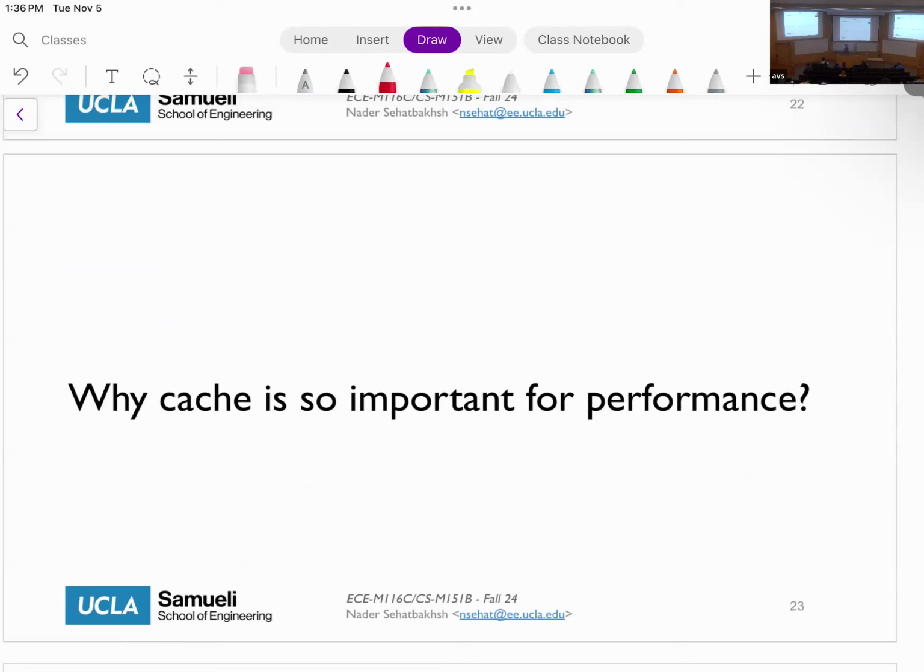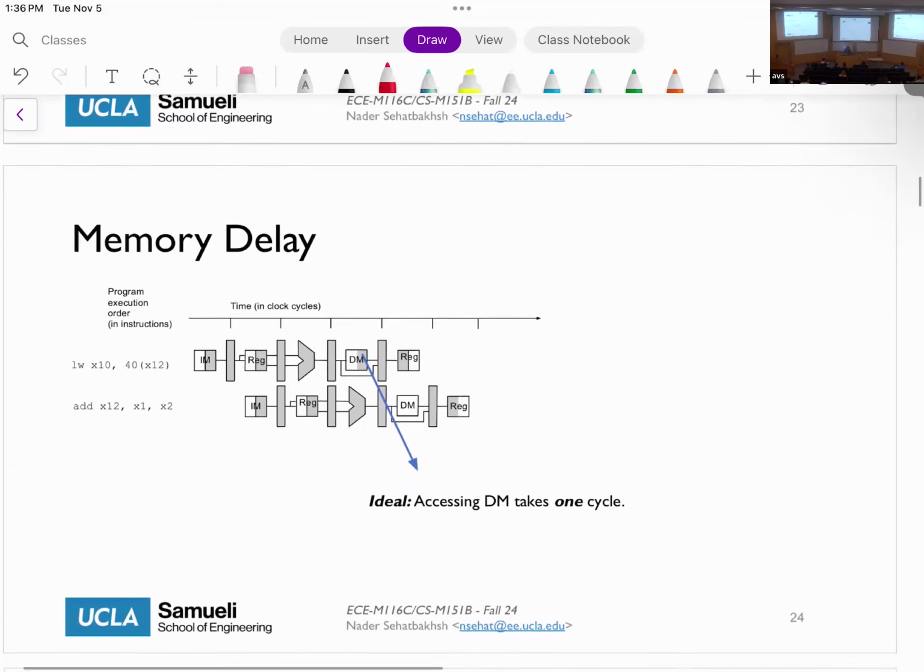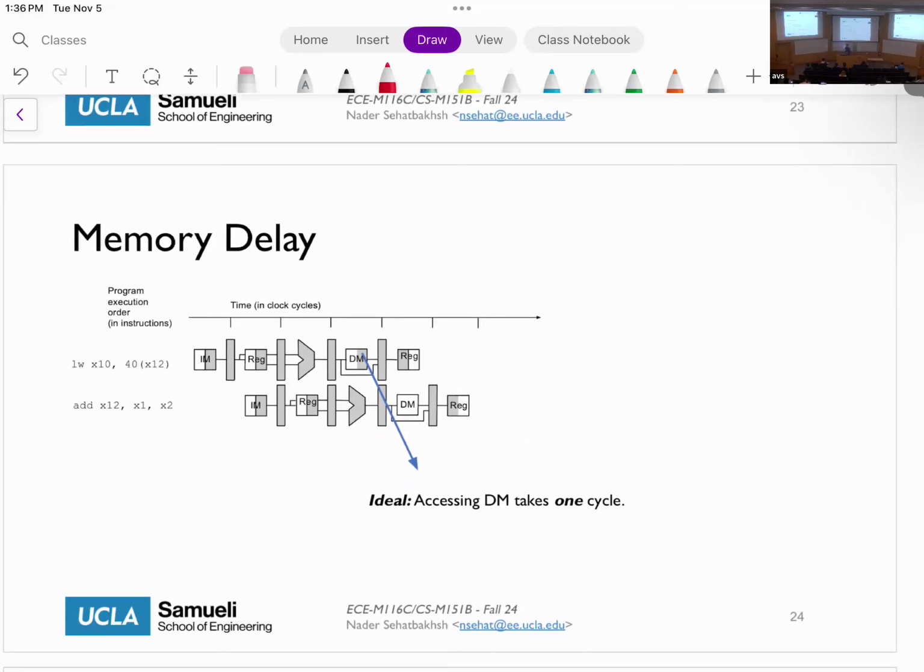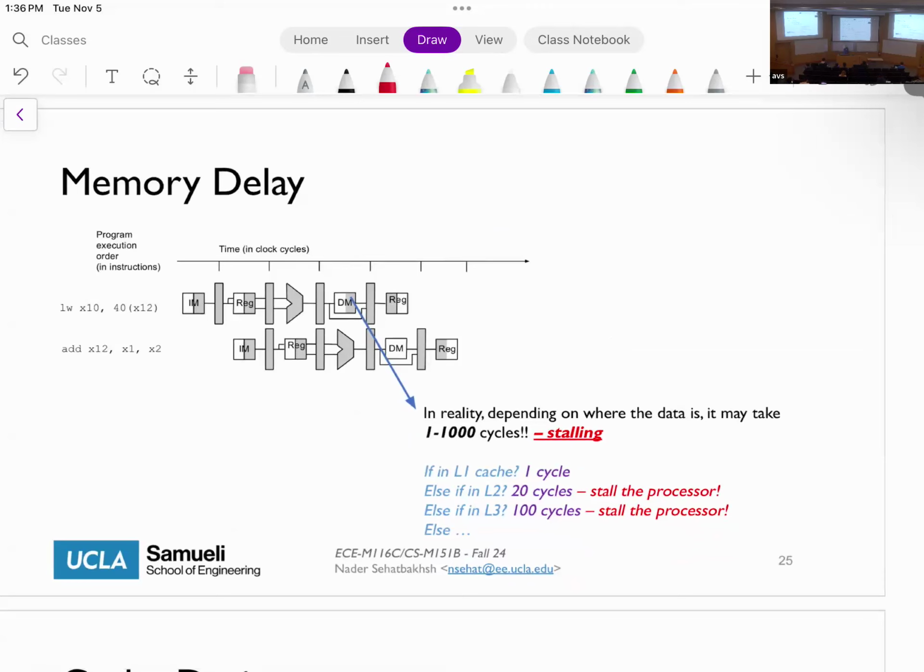In order to design a cache, obviously the first question is, how do we measure the goodness of a cache, okay? The goodness of a cache is measured by the delay, right? Remember the design that we had, what we had here was a data memory. And remember, we always told you that memory takes one cycle. That's all. But in reality, depending on where it goes, if it's in L1, it takes one cycle. If it's in level 2, it might take 20 cycles. If it's in L3, it might take hundreds of cycles. So you might actually end up stalling the processor many cycles depending on where your data is, right?